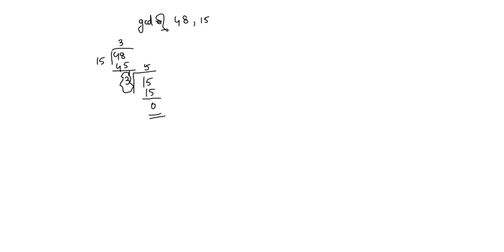Suppose you are finding the GCD of, say, 48 and 15. What is the GCD of 48 and 15? So we do the division algorithm, the Euclidean algorithm. 15 times 3 is 45. Remainder is 3. And then you divide 15 by 3. So 3 times 5 is 15. Remainder is 0. So this is your GCD by Euclidean algorithm.